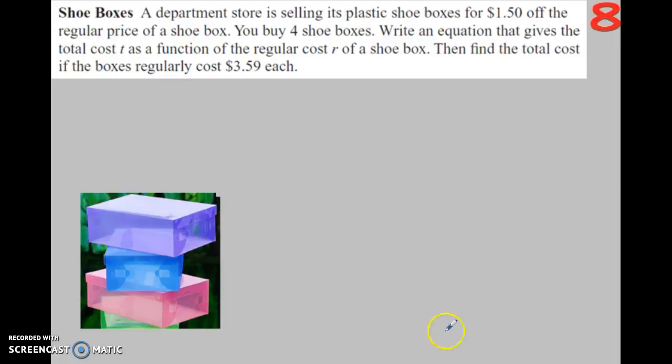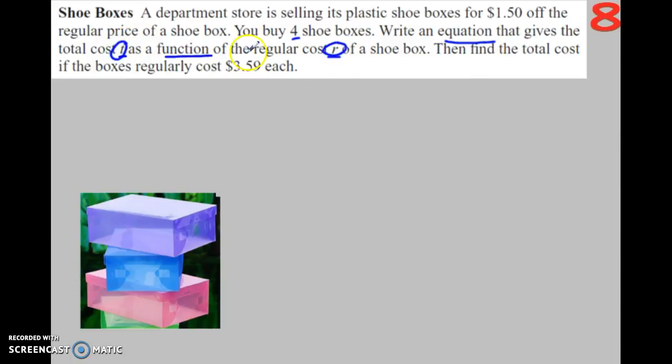Alright, our last problem. Shoeboxes. A department store is selling its plastic shoeboxes for $1.50 off the regular price of a shoebox. You buy 4 shoeboxes. Write an equation. Okay, they're telling us what to do. That gives the total cost T as a function of the regular cost R of the shoebox. So first, I'm not even going to read the rest of it because it tells us to first just write an equation with T and R.